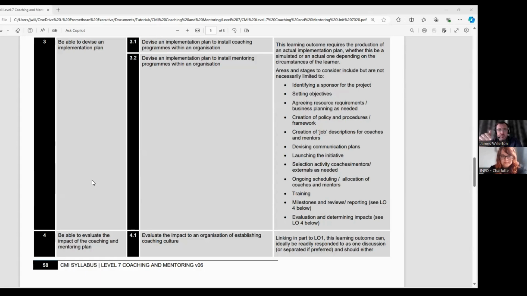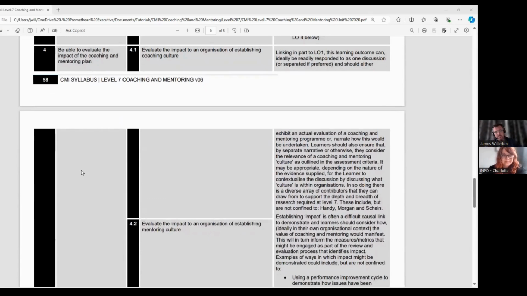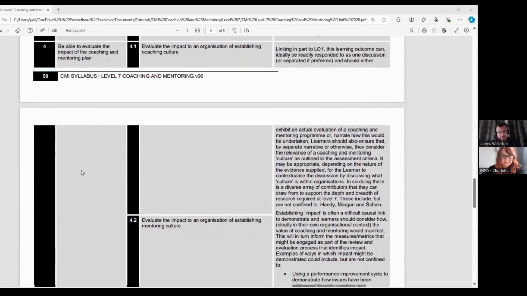With part of that plan as well, just try and, if you can, have timescales, resources needed, key milestones. Just make sure there's something coherent there that looks like it would work in practice. That would be really good practice. Then 4, where we're going to evaluate the impact of the coaching and mentoring plan.